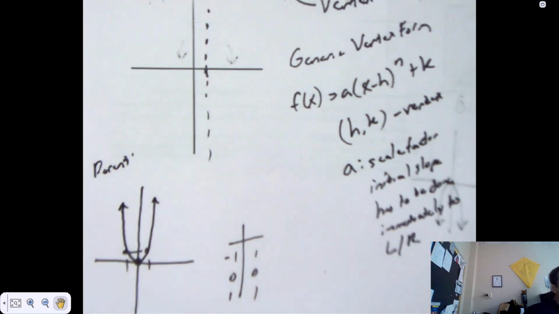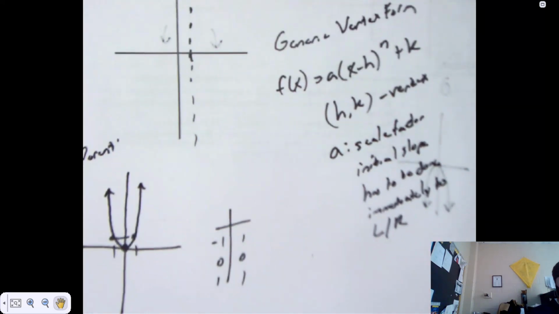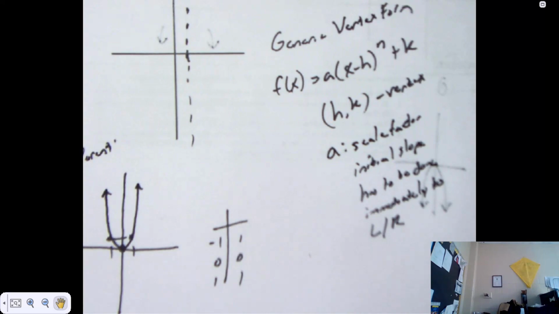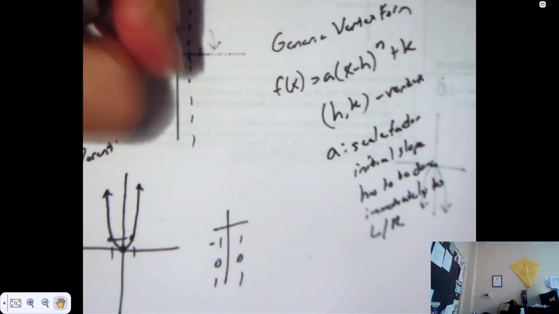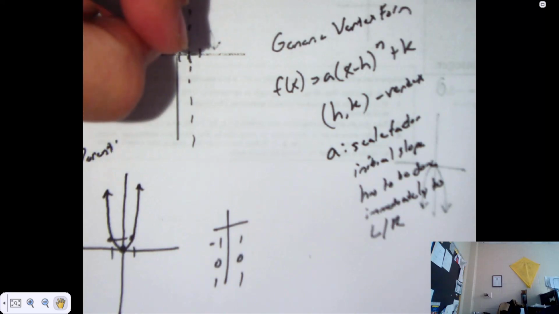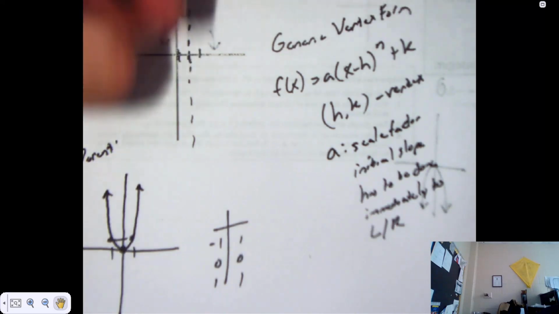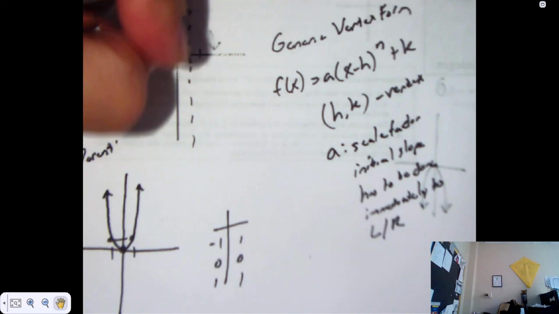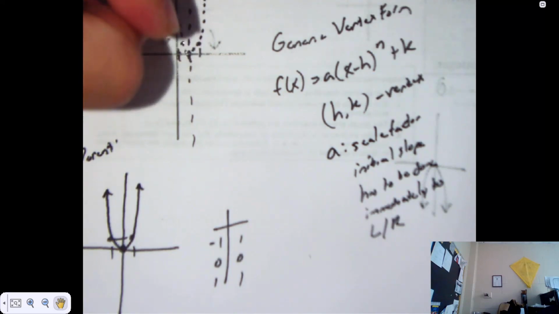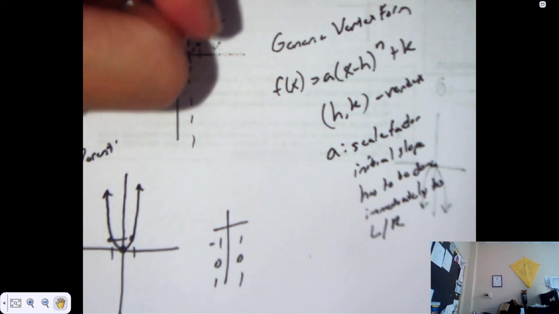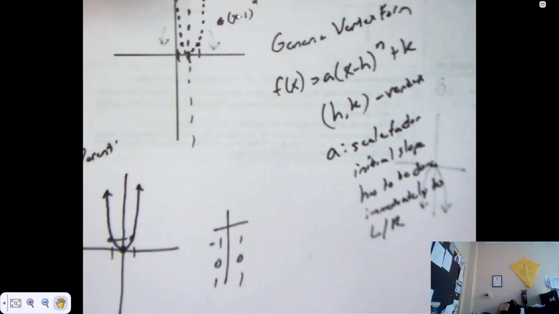Now, we're going to do our shift. We're going to shift it to the right one. I don't know why I put a tick mark there. And I'm going to dash this one because it's not the final product. This is x minus 1 to the fourth power.